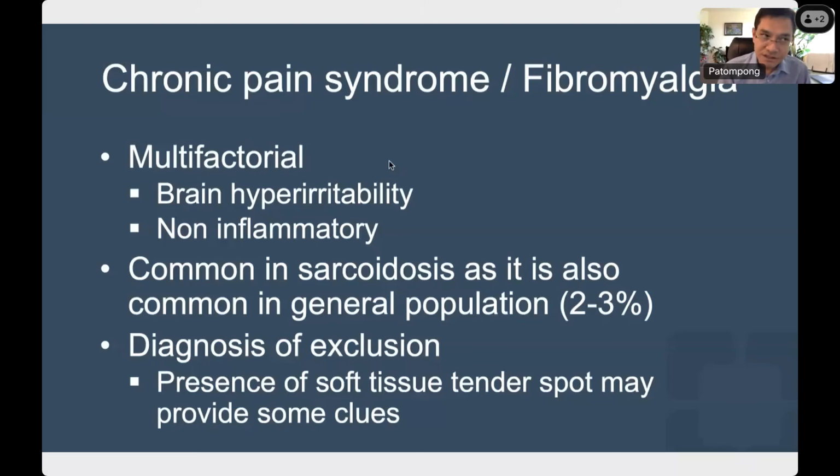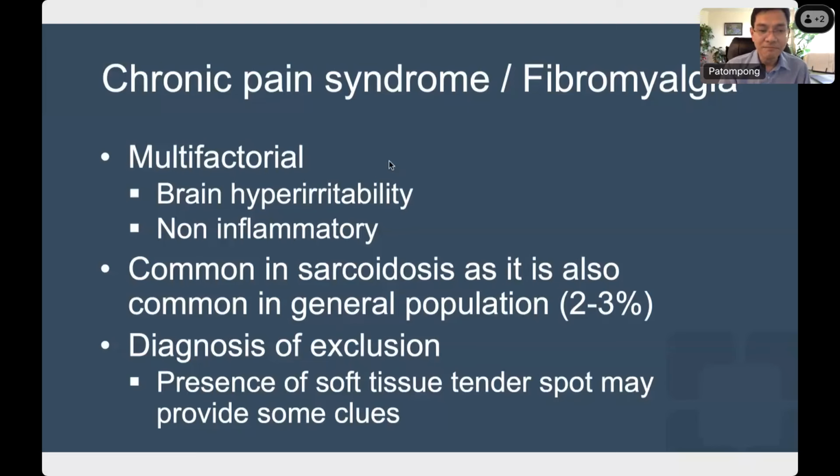And it is also something that is kind of difficult to diagnose because we don't have one specific test or marker to diagnose someone with chronic pain syndrome or fibromyalgia. It is basically a diagnosis of exclusion, which means that we need to exclude other possibilities first before we can say that someone suffers from chronic pain syndrome or fibromyalgia.